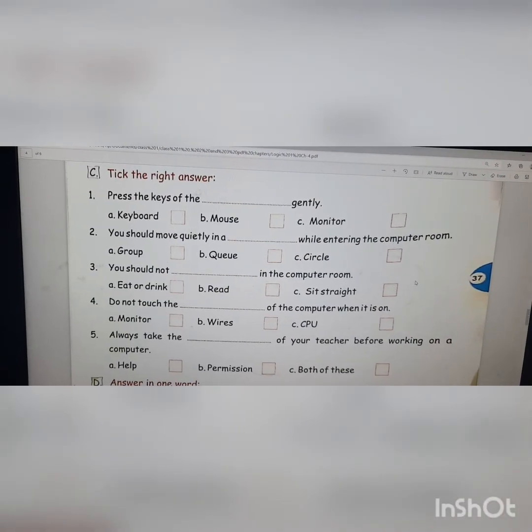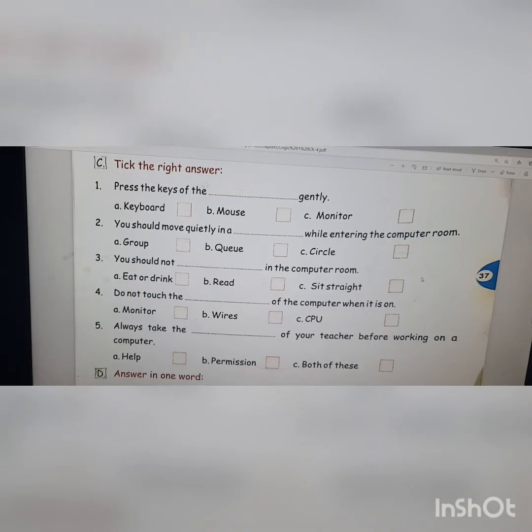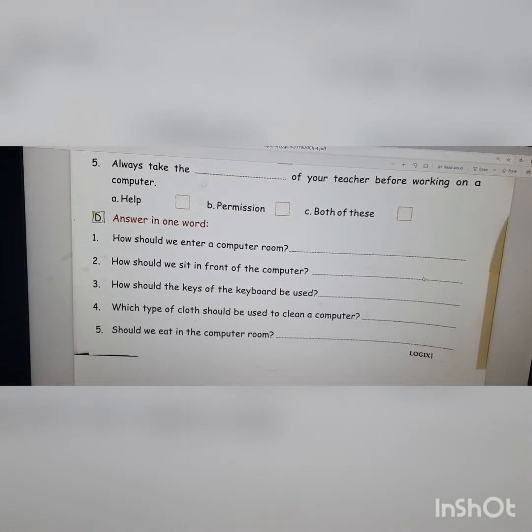Class 1. Homework for today is exercise C, take the right answer. Exercise D, answer in one word.